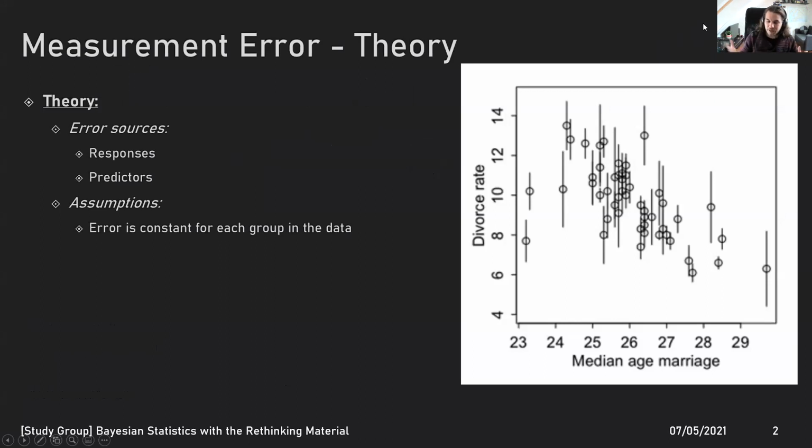The first thing that comes to mind is that we could have measurement error on both sides of our model equations. We can have measurement error pertaining to our response variables and the values that we've measured for them, as well as our predictor variables and the values that we've measured for them. Now, the assumption that most models run with, not the ones we're going to build up to today, but all of the ones we've dealt with so far, is that the error in our measurements for responses and predictors is constant for absolutely each observation and group in the data.